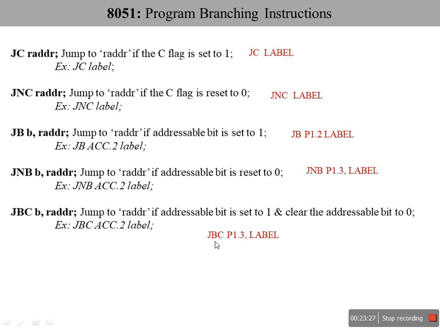Similarly, JBC P1.3 label. The control goes to this label, and it will check whether the fourth bit of port 1 is set to 1 or not.